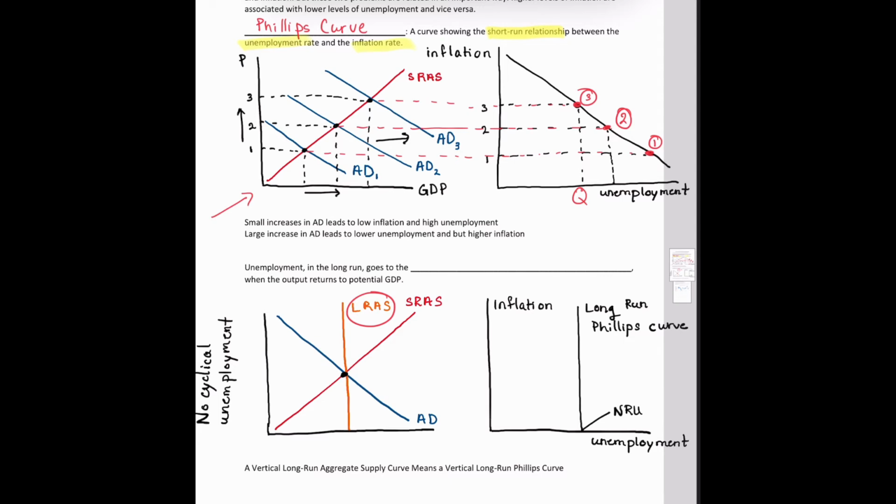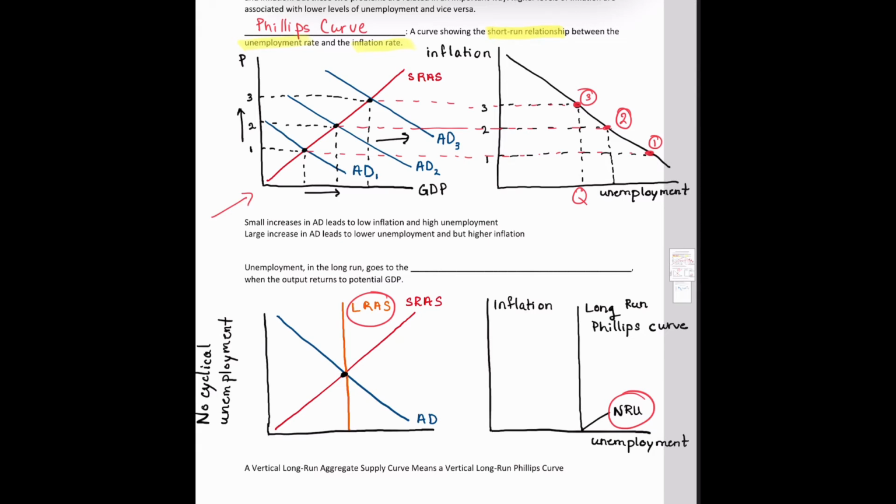Just like we talked about with the long-run aggregate supply level, we said that it was not determined by or related to price level. It was determined by output. So, since employment is determined by potential GDP, so must unemployment. Unemployment in the long run goes to the natural rate of unemployment here. And that is where output is equal to potential GDP.